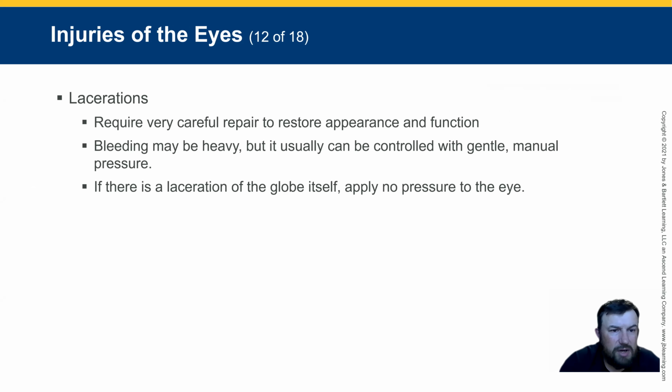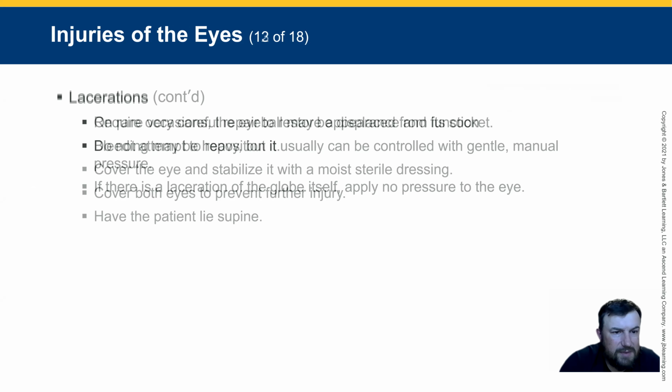Lacerations to the eye require very careful repair to restore appearance and function. Bleeding may be heavy, but it usually can be controlled with gentle manual pressure. If there's a laceration to the globe itself, apply no pressure to that eye. We're not going to try to control a bleed if there's actual laceration to the globe itself.